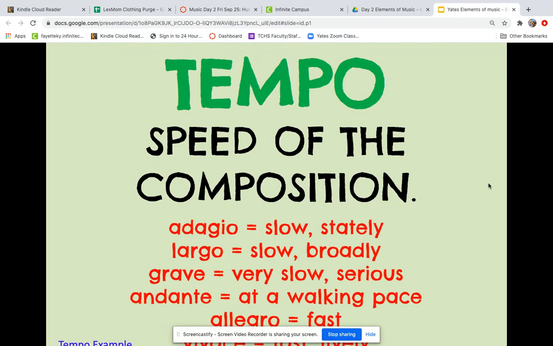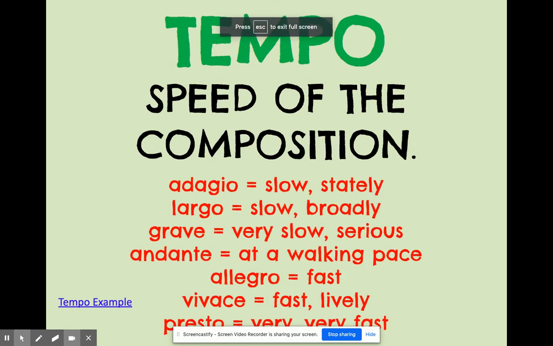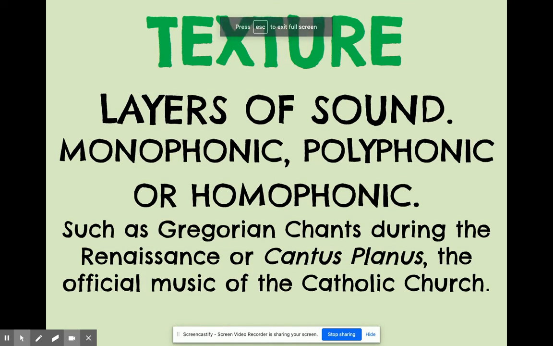Back to our element notes. So we have texture. Just like in visual art, where texture is what something looks like it feels like, texture in music is having multiple layers of sound. So it sounds more rich. It sounds like there's a lot of stuff going on. There are 3 different types of texture. It can be monophonic, polyphonic, or homophonic. So we're going to talk about what each of those is.